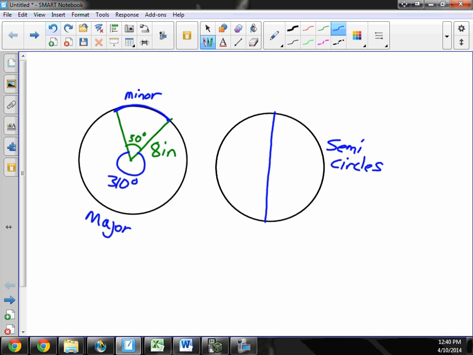Okay? And our job for today is to figure out a way how to calculate arc length when you're given the radius and the angle. So we'll do this in degrees first, and then we'll decide we don't like it, and we'll do the same thing in radians, and we'll decide we like it a lot.